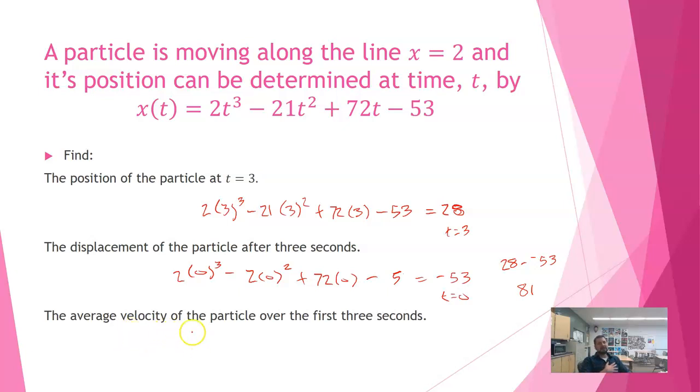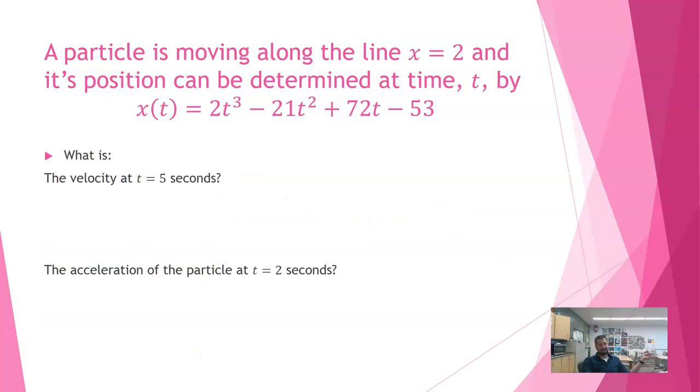So if I wanted to know the average velocity, what I would have to do is take 81, because that's my displacement, and I would divide that by 3, which gives me 27. It'd be like meters per second or feet per minute or something like that. That would be my average velocity over the first 3 seconds.